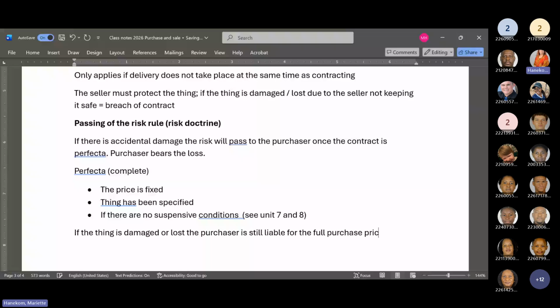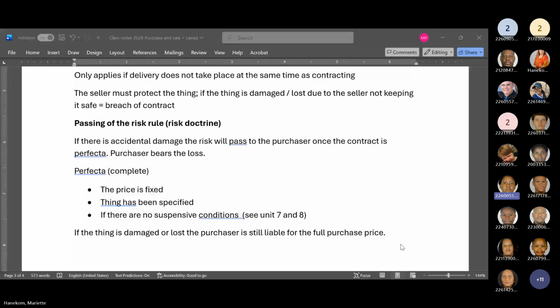And this is where the lights go off, where everybody turns around and says, but miss, I don't understand this. I don't understand the passing of risk rule. Because you're thinking with your hearts. You're thinking, but now the thing is damaged and I must still pay. Hedwig, your hand is up.